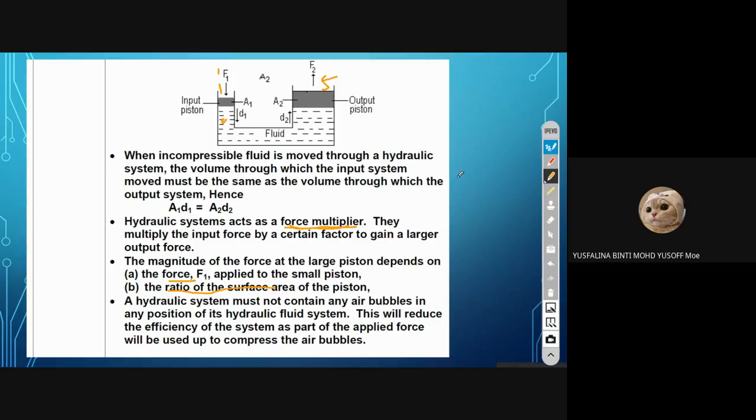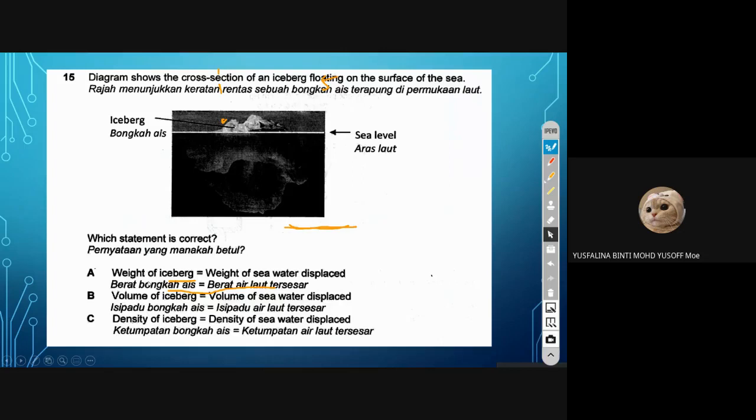Alright, so the next one. See number 15: the diagram shows a cross section of an iceberg floating. I want you to underline the word floating. Floating on the surface of the sea. Which statement is true? This one is actually Archimedes, right? Any object that floats, usually there we have Archimedes' principle.